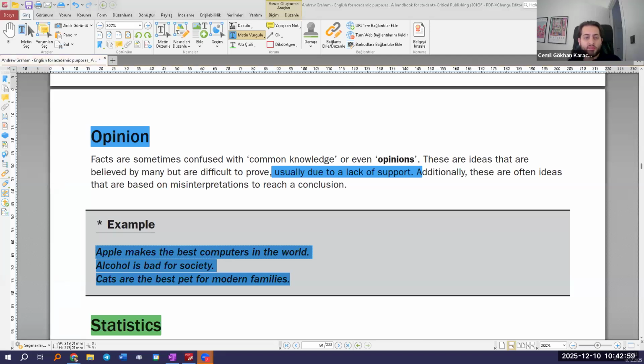What if your opinion is a fact? Then you are agreeing to a fact. Just because customers have chosen Apple, does it make the best computers? It doesn't. It makes it the most chosen one, maybe, or the best selling one, but it still doesn't make it the best.